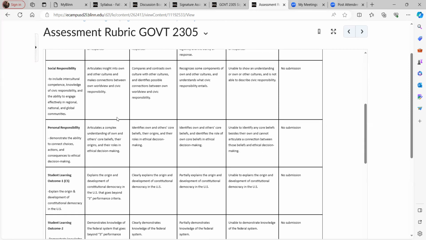So basically, you'll be able to discuss why this issue is important to you, how you view this issue, how you feel about this issue, and that's basically what personal responsibility is talking about. It's talking about how you're able to look at your own core beliefs and how those core beliefs can also influence your political viewpoints on these issues, right?